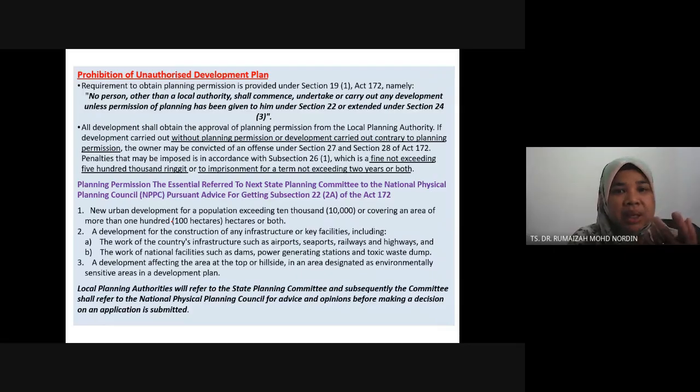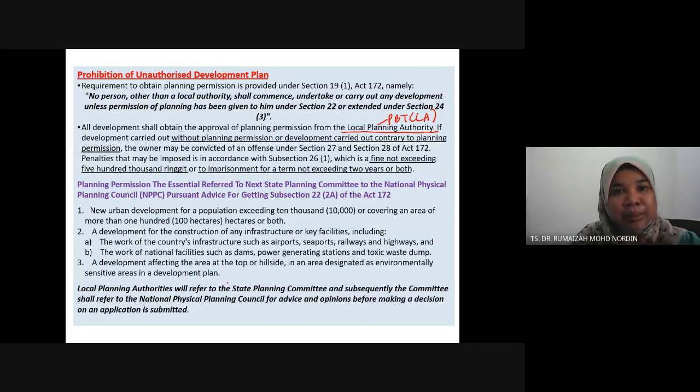Alright, and then under this development order or planning permission, no person other than the local authority can develop without planning permission, because it has a planner division under it. So no person other than the local authority shall commence, undertake or carry out any development unless permission of planning has been given. A development shall obtain approval of planning from the local planning authority. For MBSA, for example, that is the town planning department, under the PBT or local authority. If development is carried out without planning permission or contrary to planning permission, the developer or the owner will be convicted of an offence, with a fine not exceeding 500,000 ringgit or imprisonment.